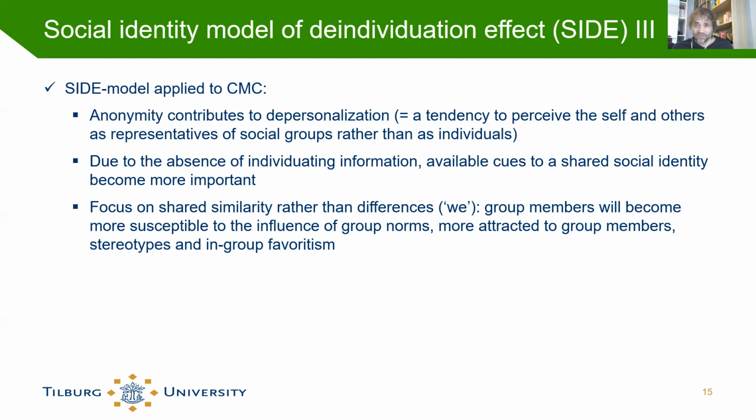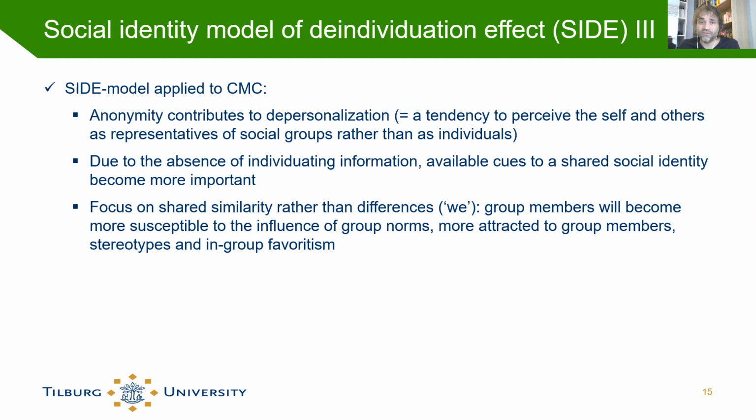So that is what you base your whole impression on of that other person. So this theory argues that if you are in an anonymous situation, but you know that you are interacting with people with a common identity, they're all gamers, they're all playing the same game, they're all students at Tilburg University, whatever, then you feel really strongly connected to the group, even more strongly connected than in face-to-face situations.